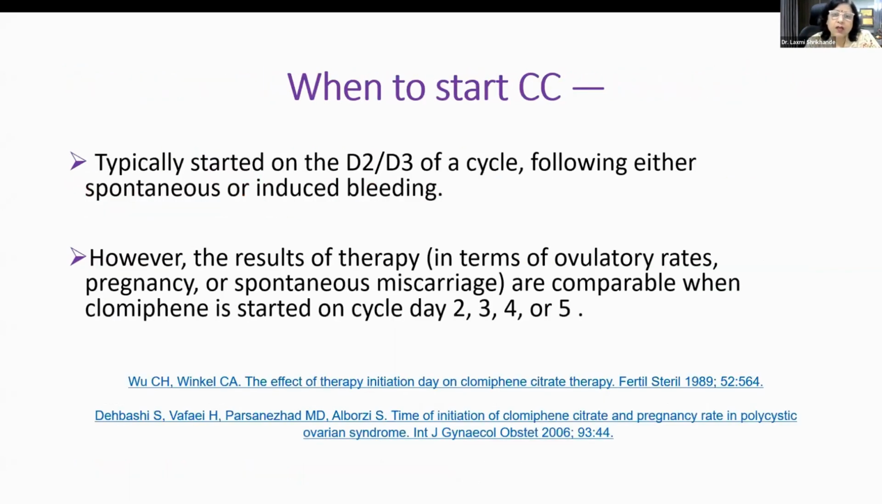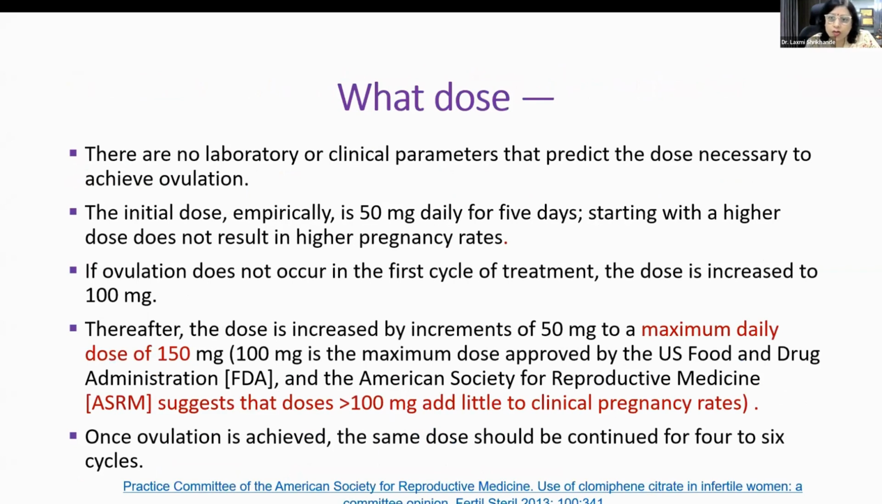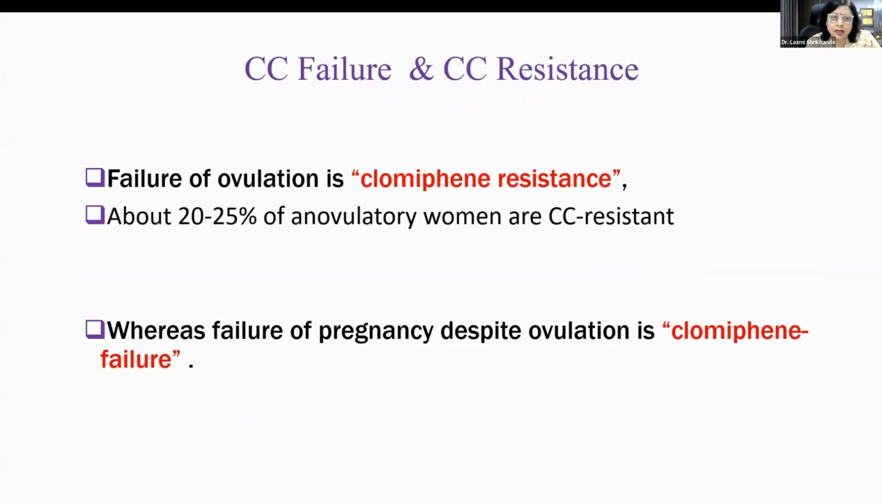Whether it is CC or letrozole, it has to be started on day 2 or day 3 of the cycle. What dose? The literature says you should start with the 50 milligram and then go on in an increment of 50 milligram. Never exceed a dose of 150 milligram, because it is not recommended, and the ASRM suggests that doses more than 100 milligram add very little to your clinical pregnancy rate. Once ovulation is achieved, the same dose should be continued for 4 to 6 cycles.